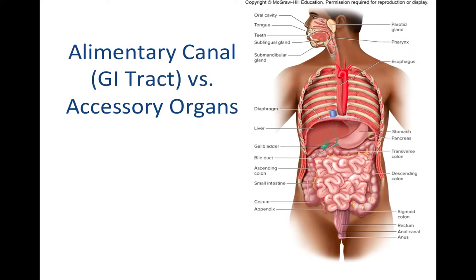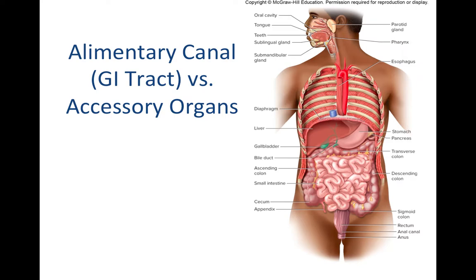One of the things you need to be familiar with is the difference between organs that are part of the alimentary canal, or GI tract, and the accessory organs. The alimentary canal is composed of organs that are in the tube that leads from the mouth to the anus. So the mouth, the esophagus, stomach, small and large intestines, all of these are part of the alimentary canal, or GI tract. Accessory organs are also really important in digestion, for example, the gallbladder, the pancreas, and the liver, but they are not part of the tube.